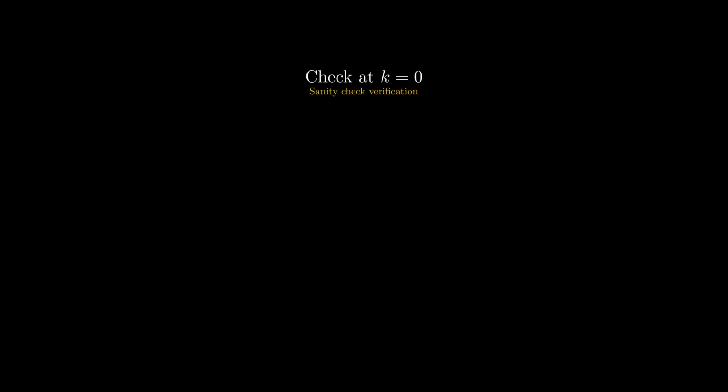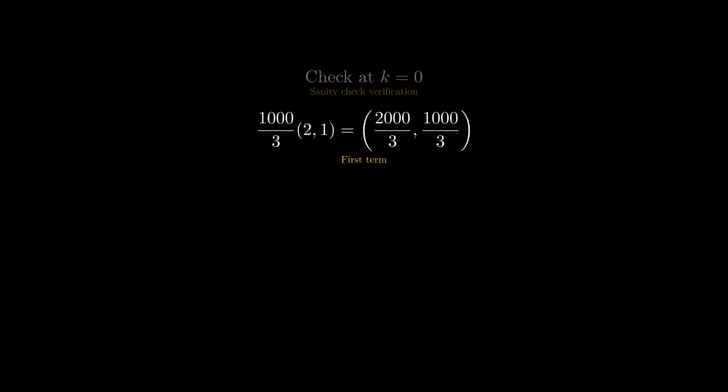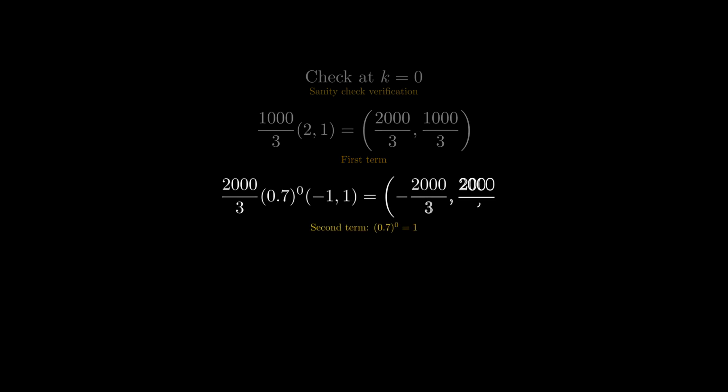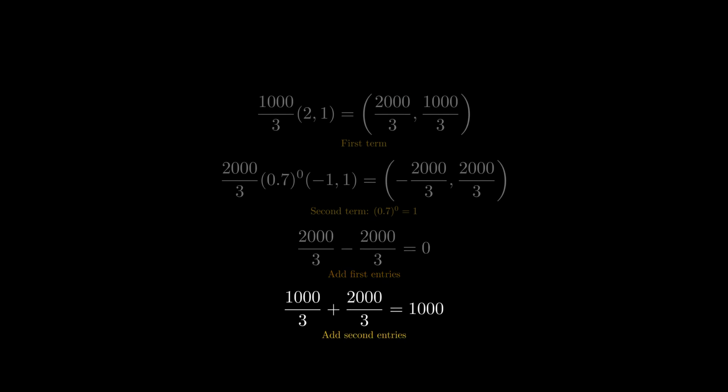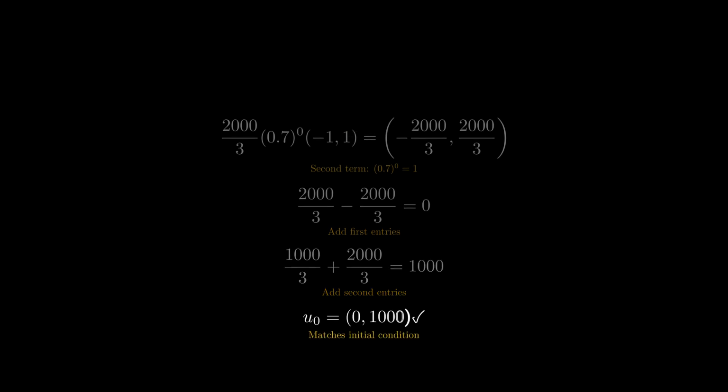Let's do a quick sanity check at k equals 0. Start with the first term, 1000 thirds times the vector 2, 1. That gives 2000 thirds, 1000 thirds. Now the second term, 2000 thirds times 0.7 to the 0, which is just 1, times the vector negative 1, 1. That gives negative 2000 thirds, 2000 thirds. Now add them. The first entry is 2000 thirds minus 2000 thirds, which equals 0. The second entry is 1000 thirds plus 2000 thirds, which equals 1000. So the total is 0, 1000.